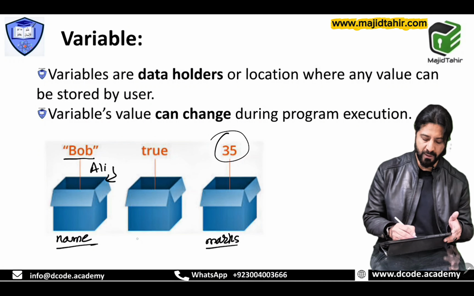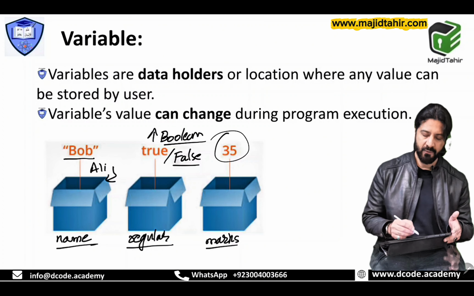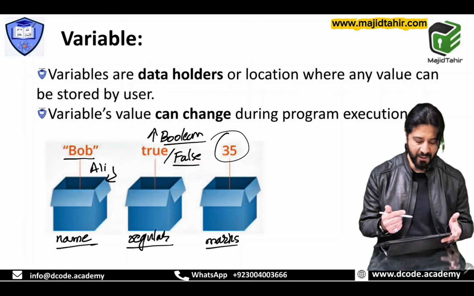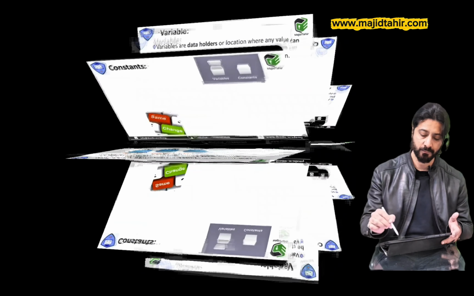There is another variable, for example, which stores true or false. We can call it regular. This variable will have a Boolean value in it, which means it can store true or false. So if the student is regular, it can store true. If the student is not regular, it can store false.